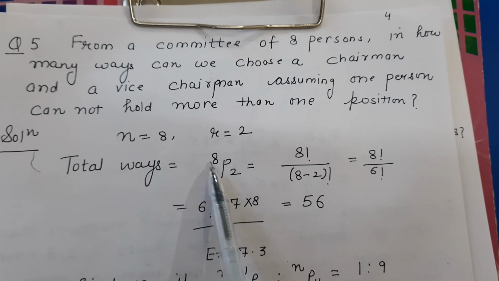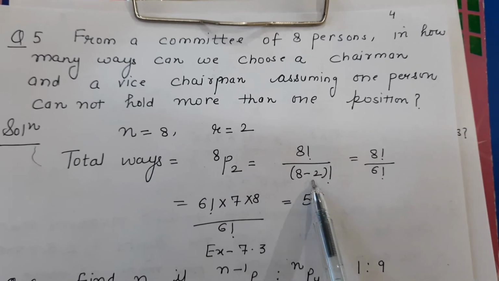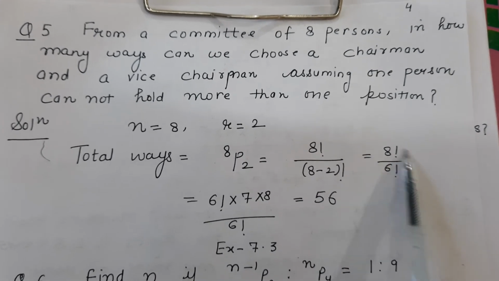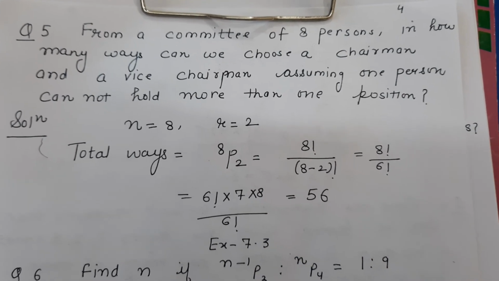So the ways are 8p2. So this is 8 factorial upon 8 minus 2 factorial. Answer is 8 factorial upon 6 factorial. It can be written as 6 factorial into 7 into 8. So that means your answer is 56.